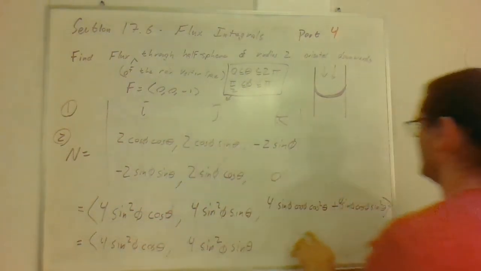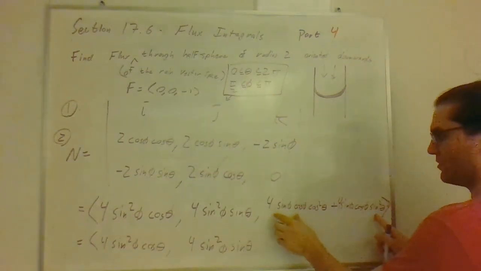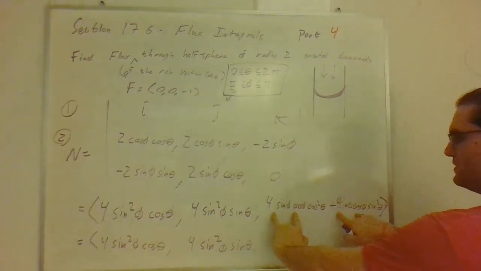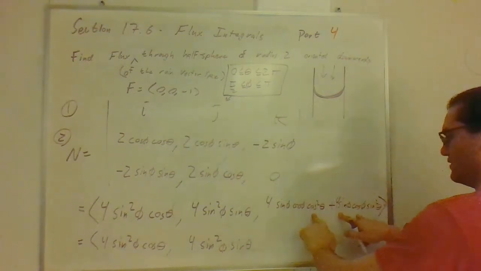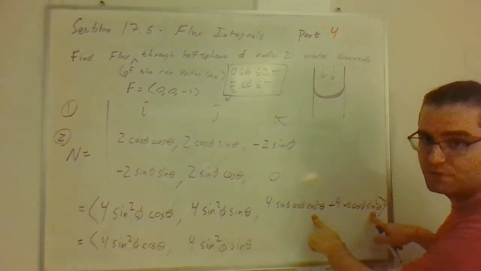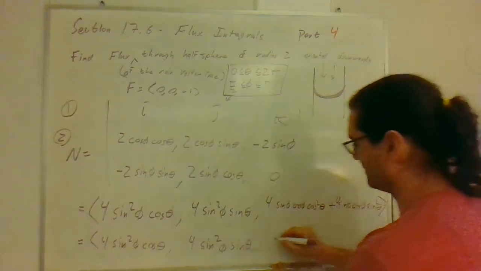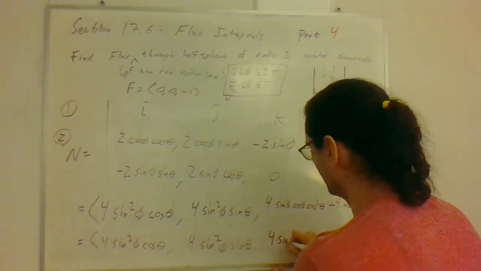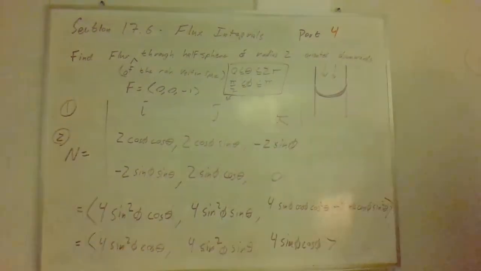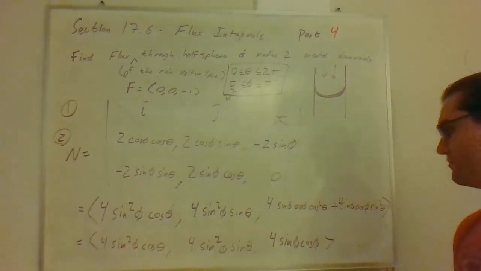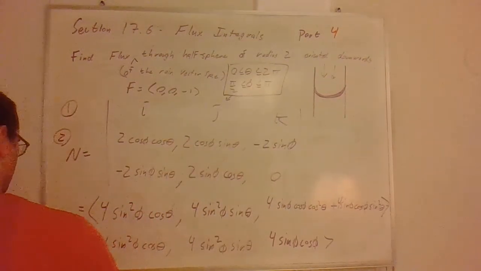And this, if we factor out the 4 sine phi cosine phi, each of these pieces has a 4 sine phi cosine phi in it. If we factor those out, then what's left is cosine squared plus sine squared, which is just 1. So this is 4 sine phi cosine phi times 1. So it does clean up a little bit nicer than how it originally looked. Still kind of crazy looking, but it's the kind of crazy looking that we can deal with.